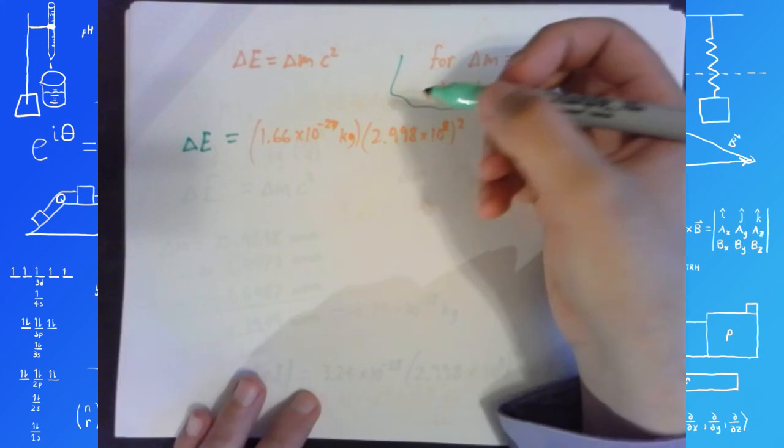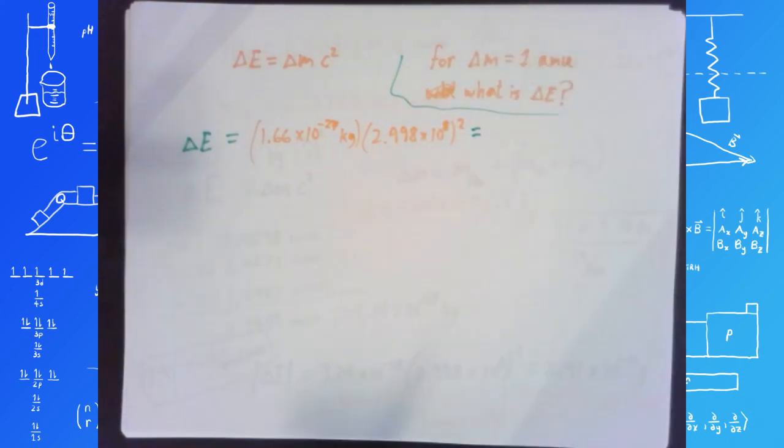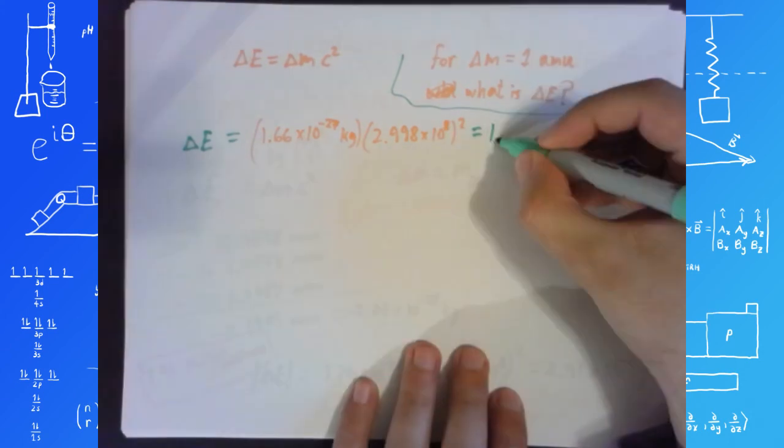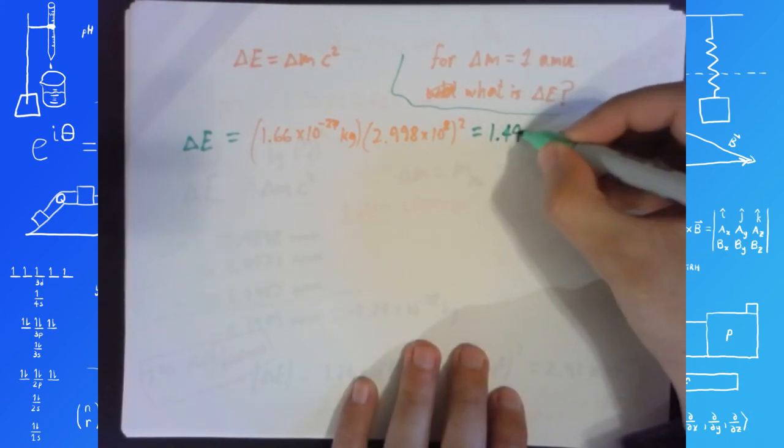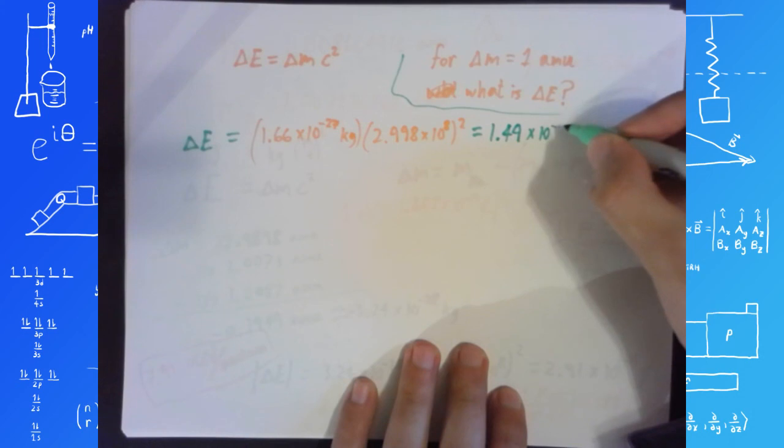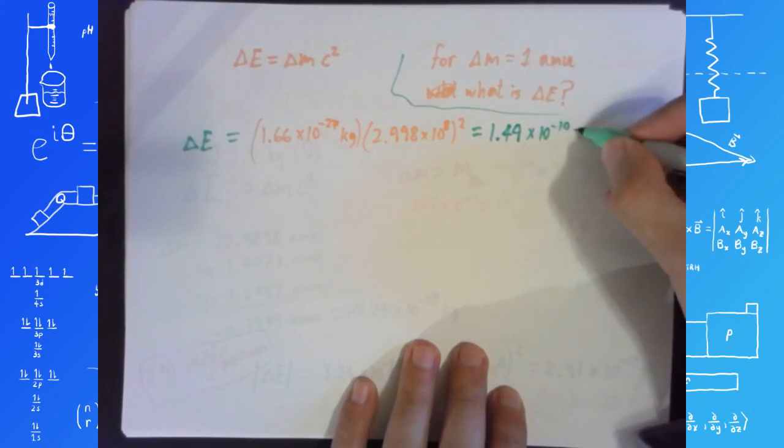What is the delta E associated with that? So that's going to come out in joules. Let's go ahead and calculate it. So 1.66 times 10 to the negative 27 times 2.998 times 10 to the 8 quantity squared is 1.49 times 10 to the negative 10 joules.